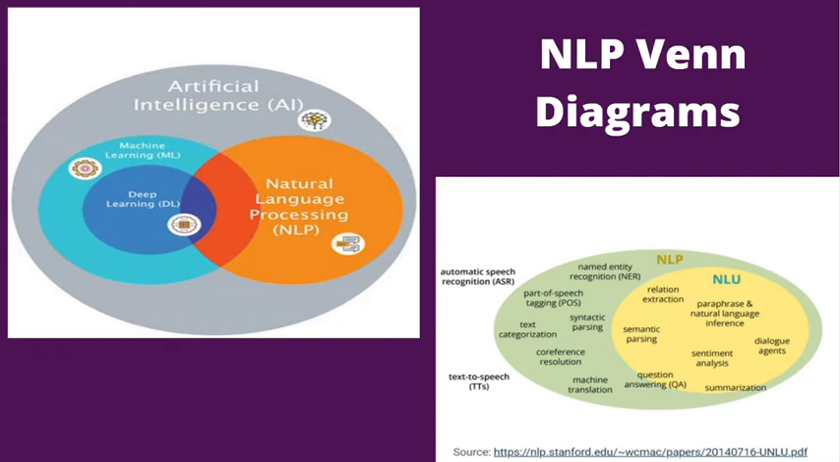You can see from the Venn diagram on the left that NLP is a subset, it's inside, it's a child of, it's a type of artificial intelligence. It has relationships with machine learning and deep learning. We'll be exploring this further, but essentially natural language processing basically is the ability that machines have to be able to read, understand, and derive meanings from human languages.